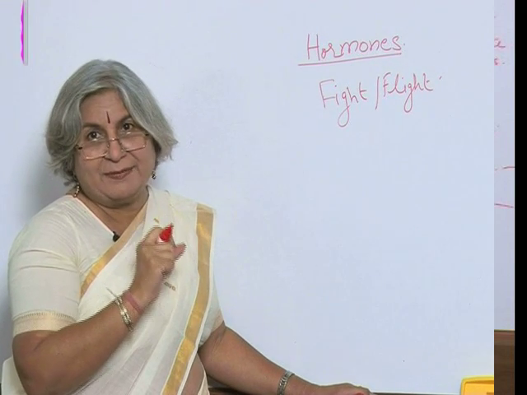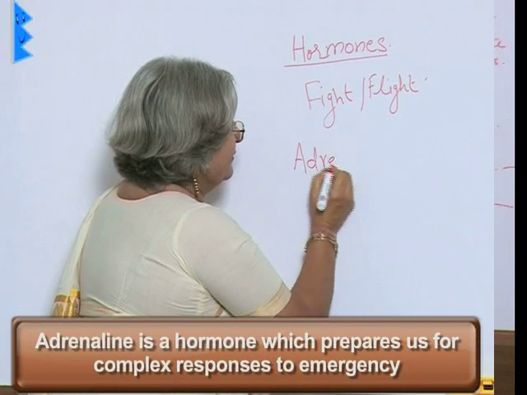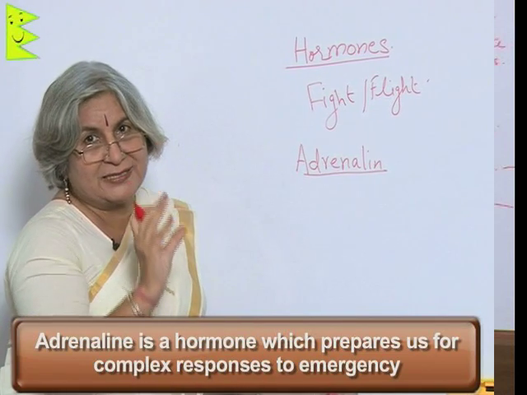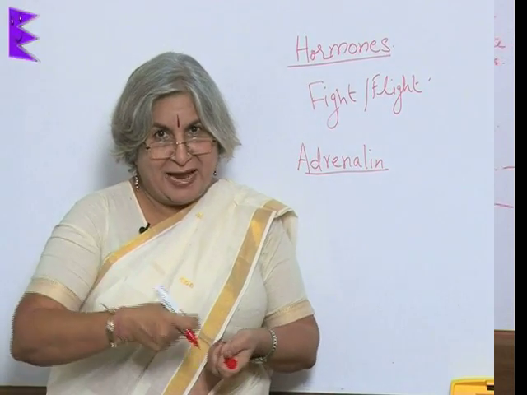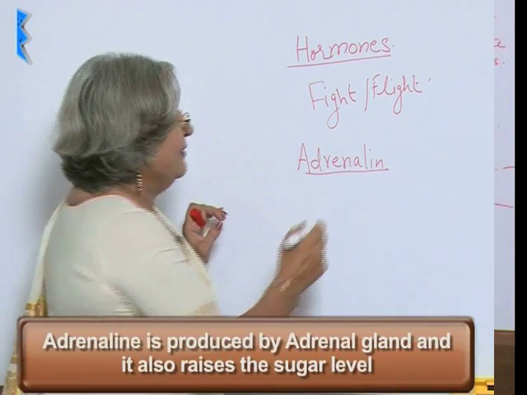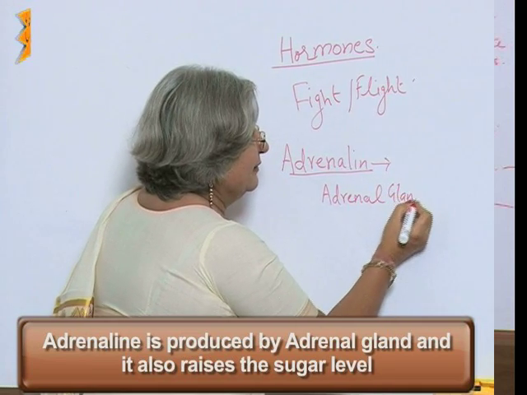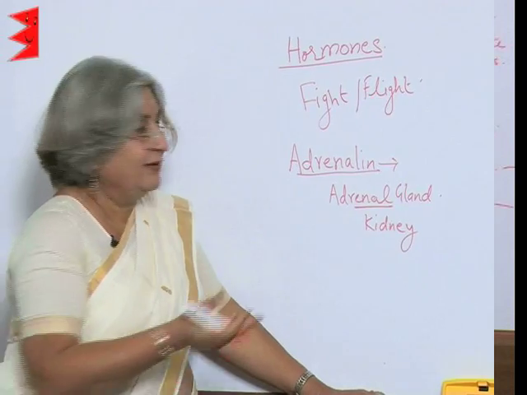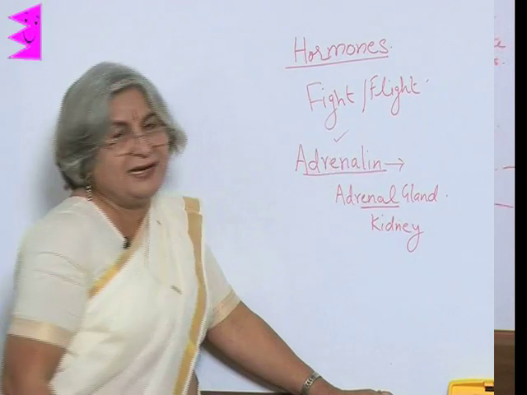Now there is a chemical substance called hormone, and the name is adrenaline. The adrenaline prepares us for these complex responses to emergency, like a snake, or maybe getting bad marks when ma'am is distributing papers, or something else. Now the adrenaline is produced by adrenal gland. What is renal? Renal means kidney. Now from where is this kidney coming? Because this gland is above kidney and it produces adrenaline.